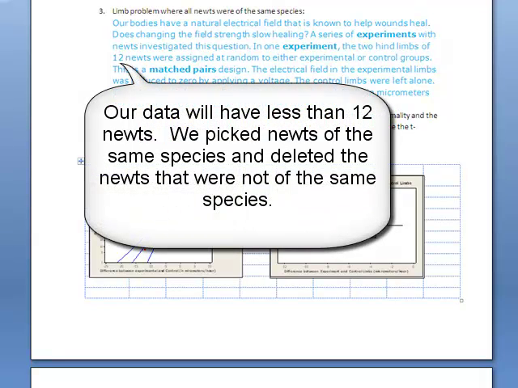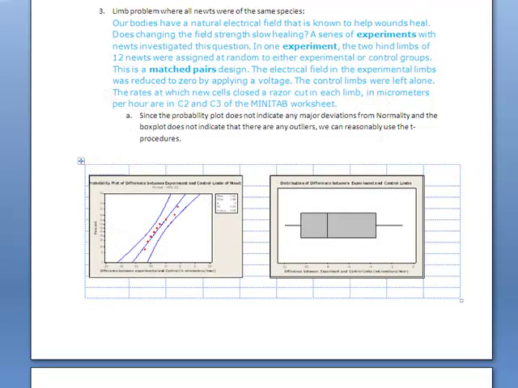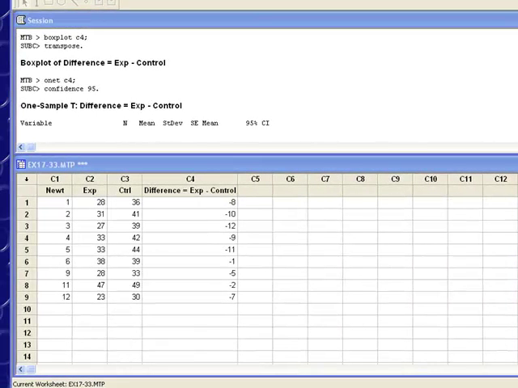So we have our data in MINITAB, and when we did the probability plot and box plot, this is what I got. It looks like our differences are normally distributed, and we can now do our data analysis on these differences. Again, if you remember, column 1 was the newt that we used, and we got rid of a couple of newts. We're going to say that they were from a different species because they gave us outliers and didn't give us a normal probability plot. So we've got our differences in column 4, and that's what we're going to be doing our research on.